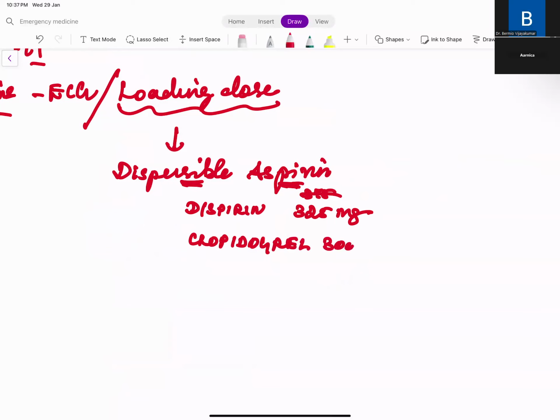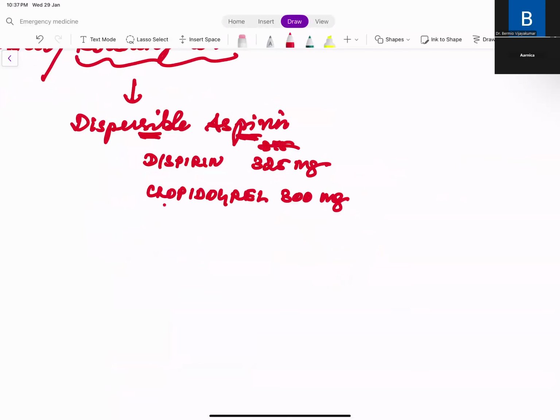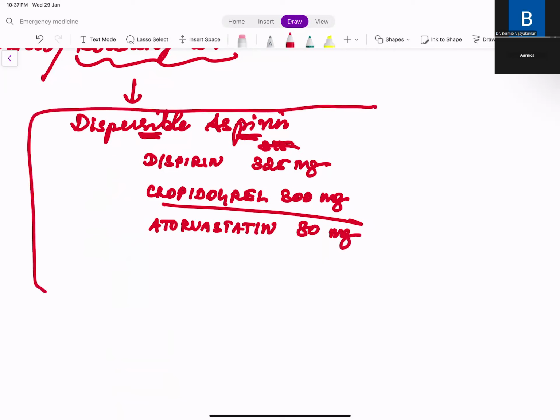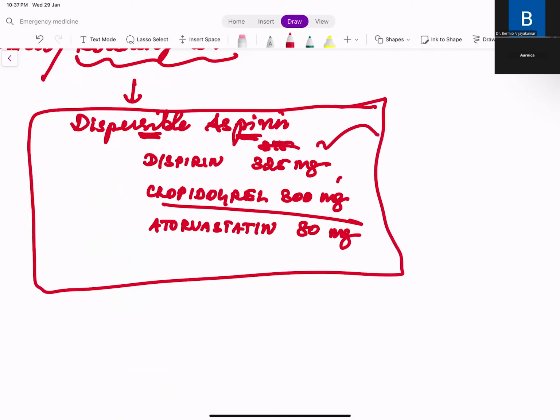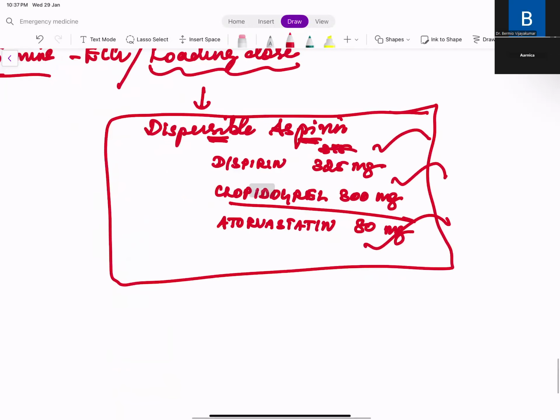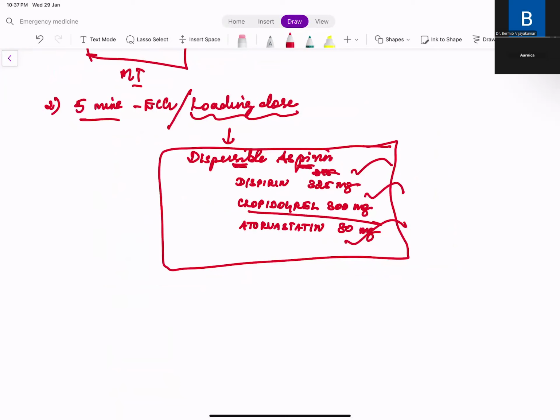Then we have clopidogrel, 300 milligrams. Clopidogrel usually comes as a 75 milligram tablet, so we give 4 tablets of clopidogrel. And atorvastatin 80 milligram. This combination is called the loading dose. So aspirin 325 milligram, clopidogrel 300 milligram, atorvastatin 80 milligram. This is the first thing you should give to any chest pain patient within 5 minutes of their coming to your contact.